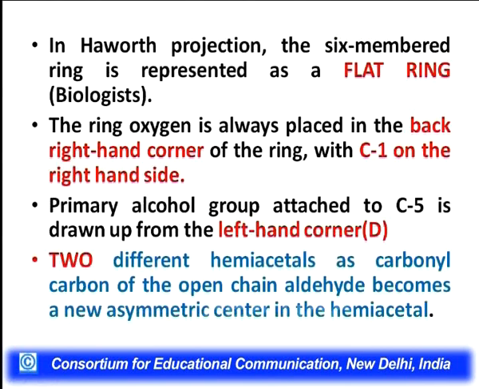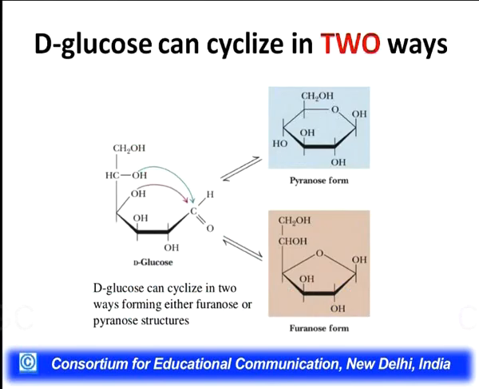Now when we talk of Haworth projection formulas in detail, what you have to remember is that the solid bonds which I have shown here are the bonds coming towards the observer. This is showing the plane, and these are the groups which are above the plane, and these are the groups which are below the plane of the ring.